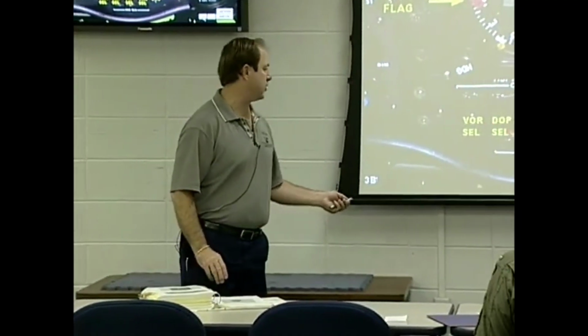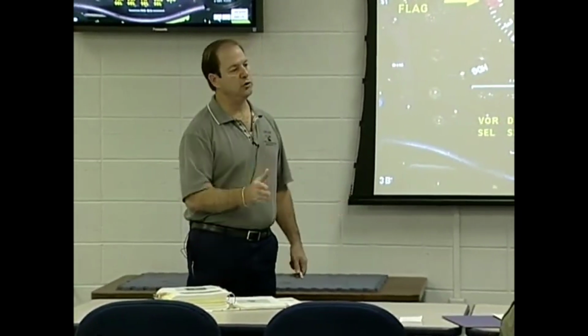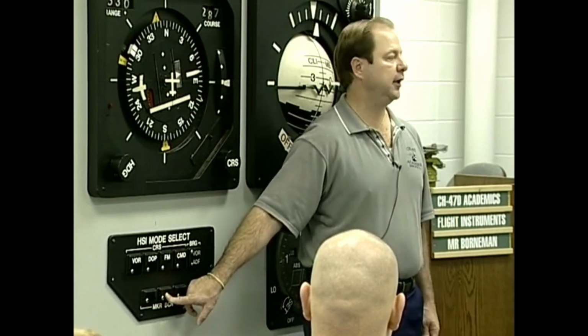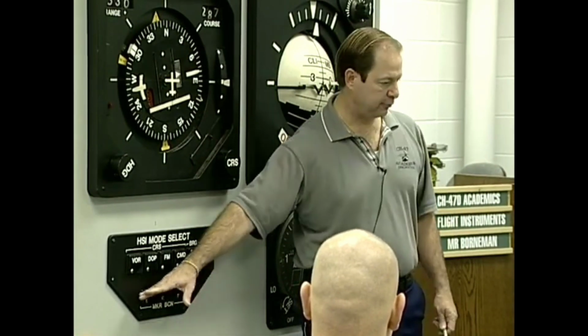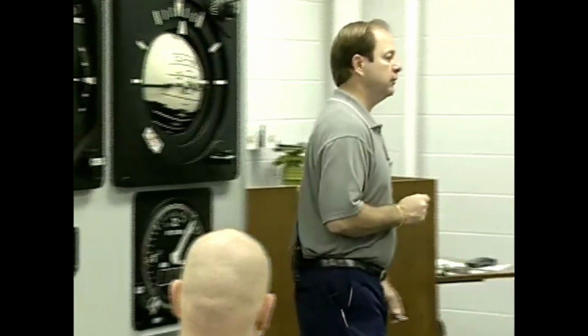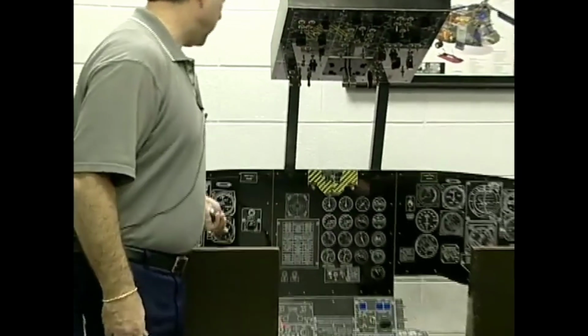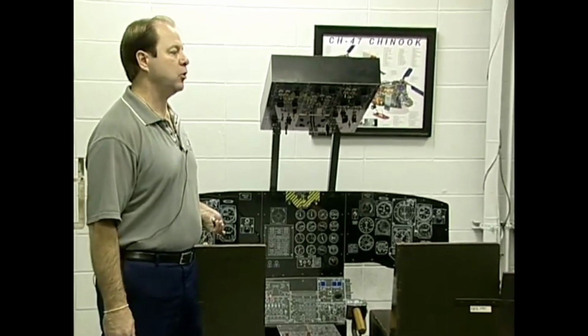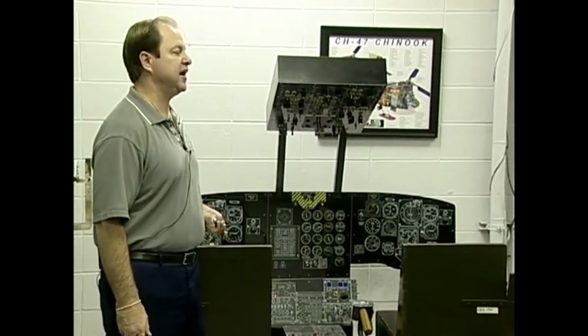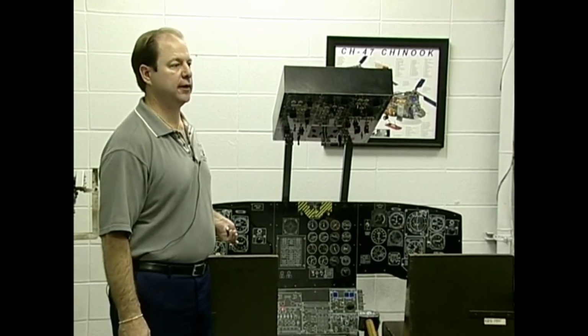Now, for testing the outer marker beacons, there are 2 test procedures available. The 2 tests are as follows. You can push any one of the marker beacon buttons, and what will happen is as you push it and hold it, all 3 lights will light up, and they will stay on until you let go of it. The other test is going to consist of identifying the VOR control head, and down at the very bottom left-hand corner is a marker beacon test switch, and it will do the same thing.